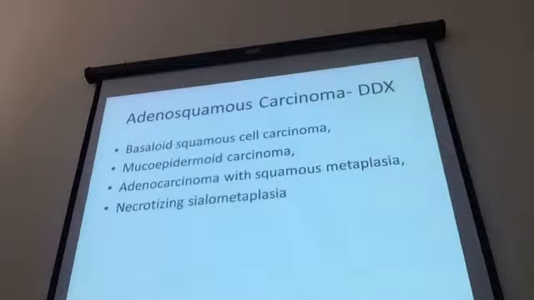So the differential diagnosis for adenosquamous is basaloid squamous, mucoepidermoid or adenocarcinoma with squamous metaplasia, possibly necrotizing sialometaplasia if you have very atypical elements there.